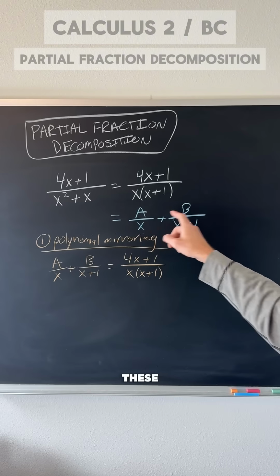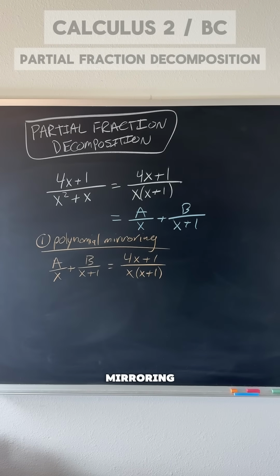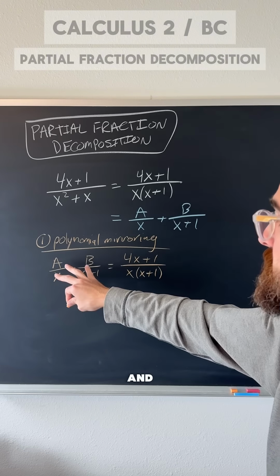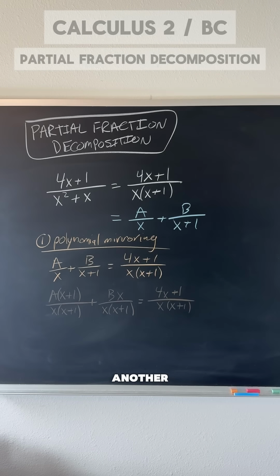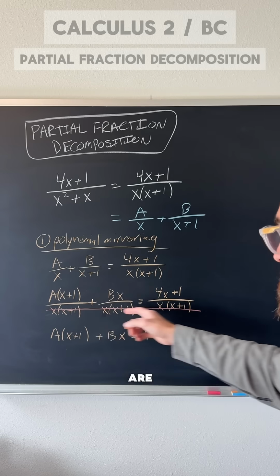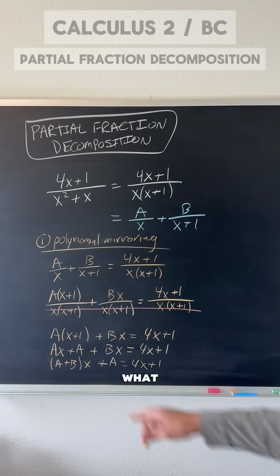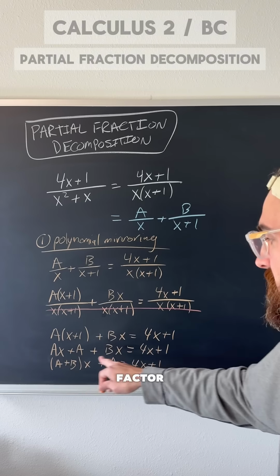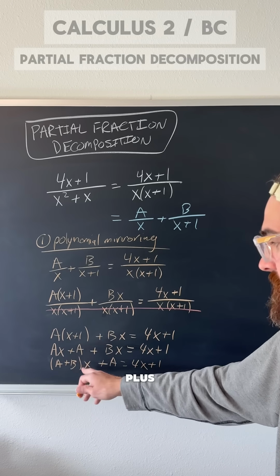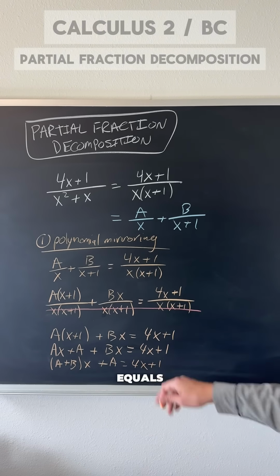One method for finding these coefficients is what I call the polynomial mirroring method. In this method, what we'll go ahead and do is set up our expressions equal to one another. We'll then go ahead and get a common denominator on the left side. And since the denominators are the same, I'll go ahead and ignore those, and I'll just set the numerators equal to one another. Then what I'll do is multiply these terms out, then I'll factor out an x from these two terms to get (A plus B) times x plus A equals 4x plus 1.